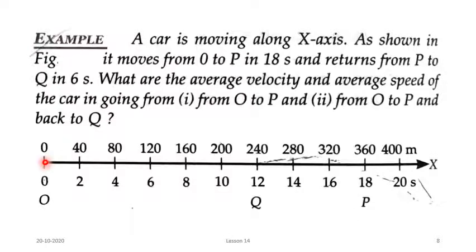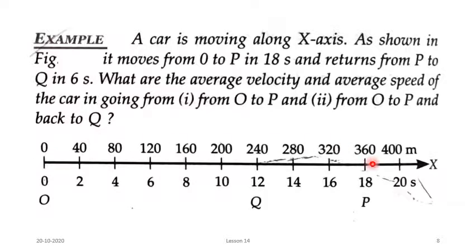Now, in this case, what happens? The car first moves to P and then from P back to Q. You have to be very, very careful. Let us first start by calculating your average speed. Average speed will be the total distance traveled. How much is the distance from O to P? 360 meters. And then P to Q, how much distance? 120. So 360 plus 120 is 480 meters.